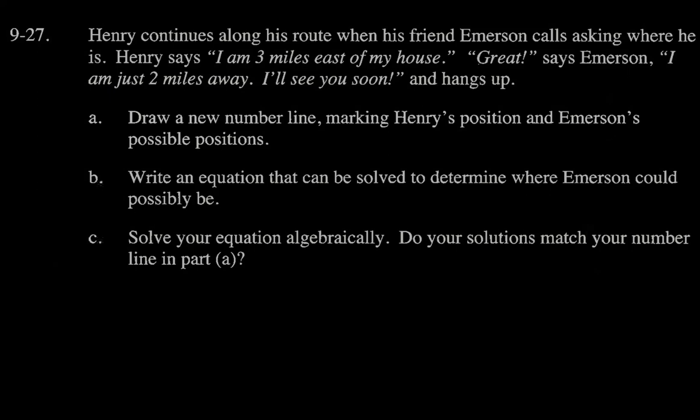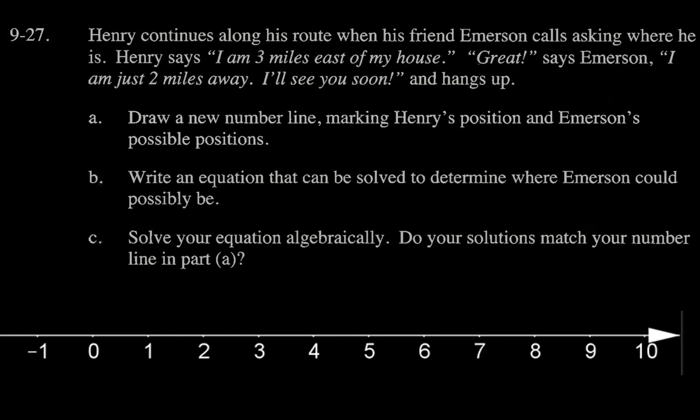Okay. Draw a new number line marking Henry's position and Emerson's possible positions. Okay, I think we could do that. So here we are, a number line again. We know Henry's house was at 0. And Henry says that he is 3 miles east of his house. That's why I'm just showing the positive here. In my world, I'm assuming moving to the east is positive. It would look like any map I picked up. So we put Henry right there. Hi, Henry. 3 miles east of your house.